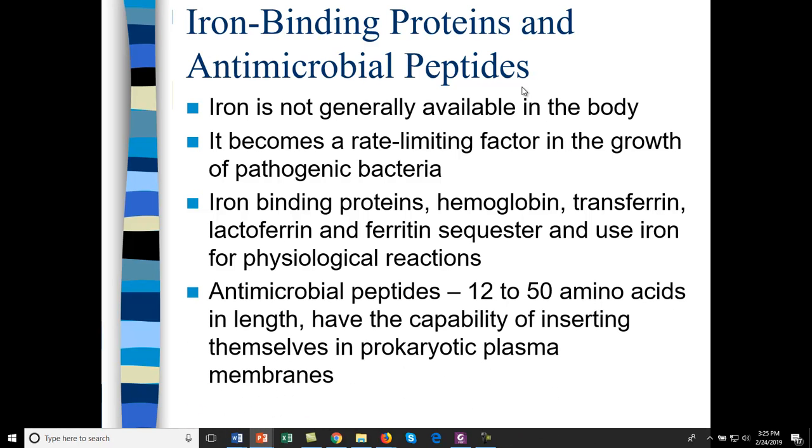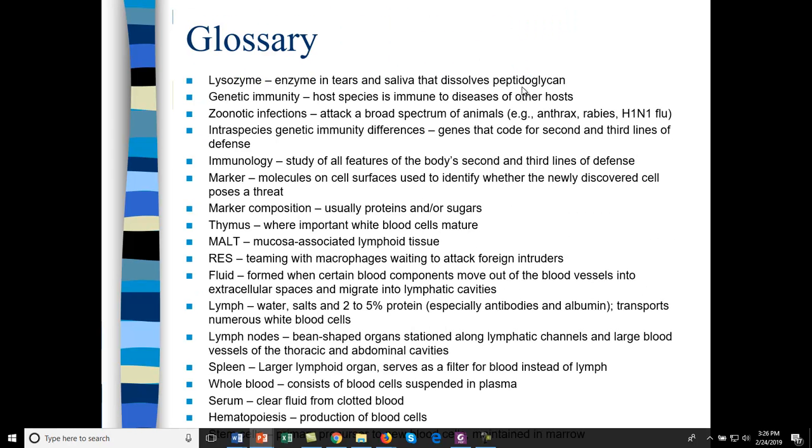Okay. There are also antimicrobial peptides. A group of them is called the defensins, and they're very small, anywhere between 12 to 50 amino acids, which is the small size of a protein, all smaller than insulin. They have the capability of inserting themselves into the prokaryotic plasma membrane. And when they do that, the membrane falls apart, and when the membrane falls apart, the pathogens themselves die. Okay, so that concludes chapter 14, finally. And I'm going to pause this and then I'll move along to chapter 15.